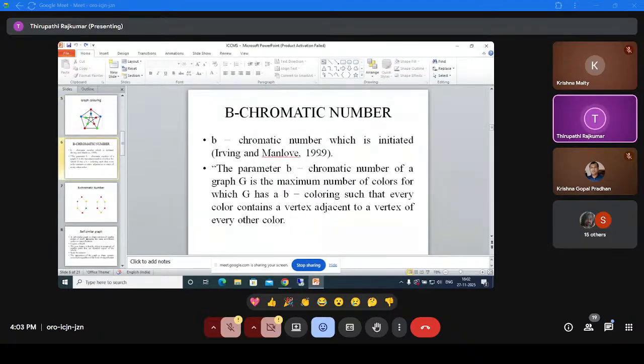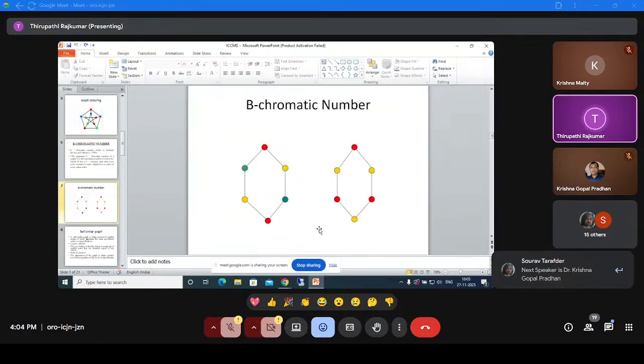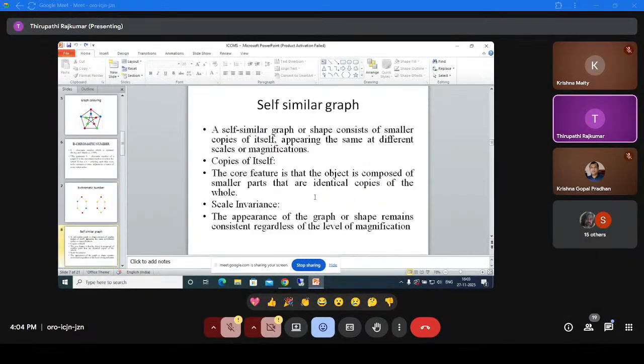Next one is the b-chromatic number. The b-chromatic number, which was initiated by Irving and Manlove in 1999. The parameter b-chromatic number of a graph G is the maximum number of colors for which G has a b-coloring such that every color class contains a vertex adjacent to a vertex of every other color class. Next one is the example of a b-chromatic number. This one is a chromatic number. Chromatic number is the minimum number of colors.